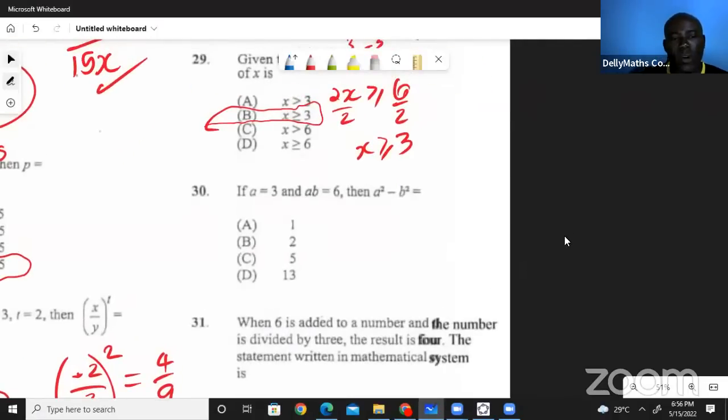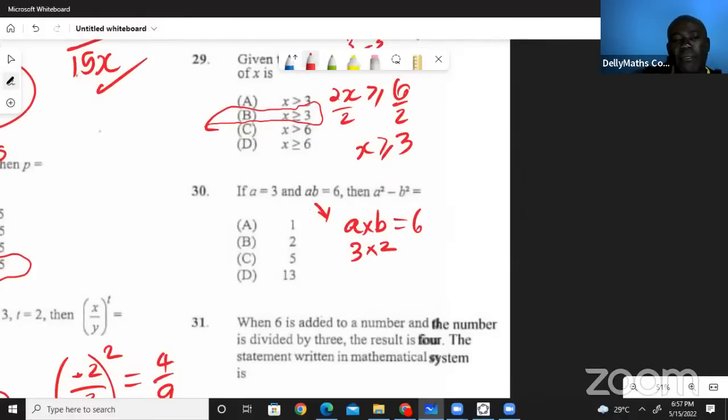It says if a is equal to 3 and ab is equal to 6. Think about it. a is equal to 3. ab is equal to 6. Then they're saying, what is a squared minus b squared? We have a and we have ab. So check this. Using this, this is a times b equal to 6. And you already told me that a is 3. Obviously the b is 2, right? So b is 2 and that is that.